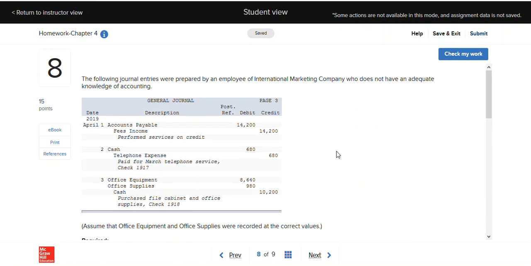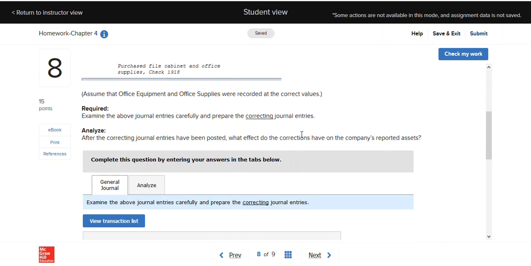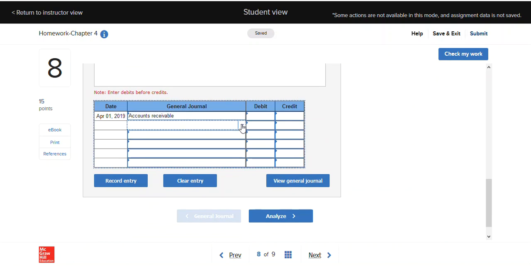Now up here, accounts payable was debited $14,200. We know from our conversation with T accounts that when we debit an account and credit an account, those debits and credits offset each other. So to get rid of this $14,200 debit to accounts payable, we're going to actually have to credit it for the same amount, and that will offset and wash out that incorrect amount. So accounts payable, we're going to credit $14,200. We're going to debit accounts receivable $14,200.